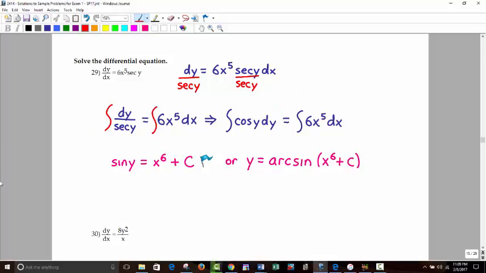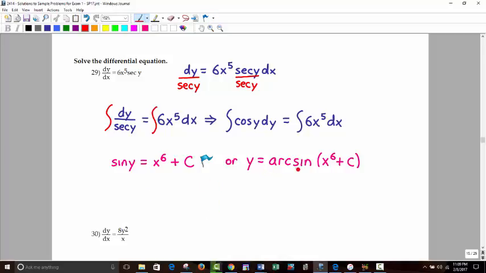So the antiderivative of cosine is sine. Antiderivative of x to the 5th, 6x to the 5th, is x to the 6th plus c. Technically, that's actually solved. That's why I have the flag there. But if the question asked to solve it explicitly, if possible, meaning to solve for y, we can do that. So applying arc sine to both sides, arc sine and sine are inverses, so they kill each other, just like e and ln knock each other out because they are inverses.